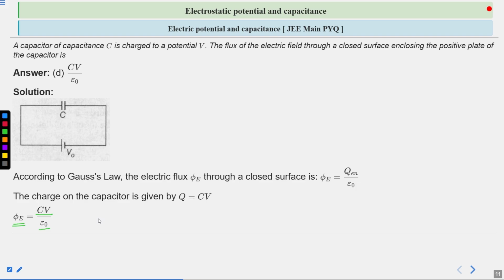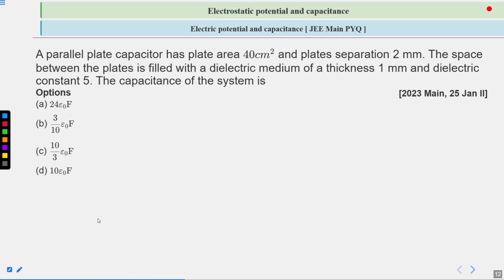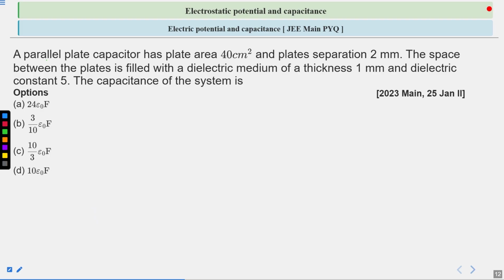Let's move on to the next question. A parallel plate capacitor has plate area 40 centimeter square and plate separation 2 millimeter. The separation between the plates is filled with a dielectric medium of thickness 1 millimeter and dielectric constant 5. The capacitance of the system is.